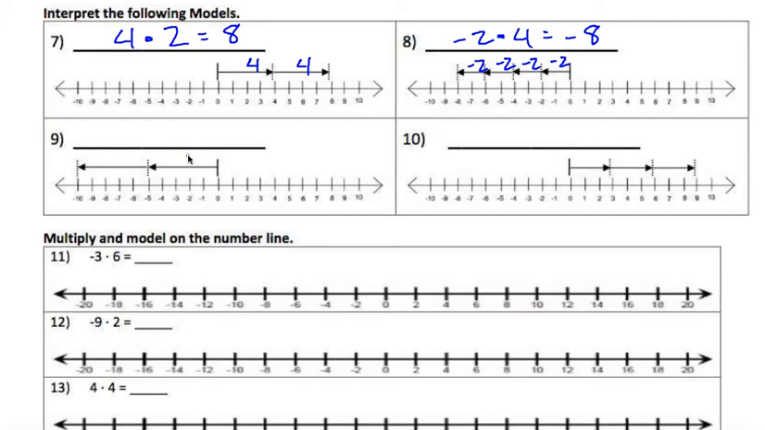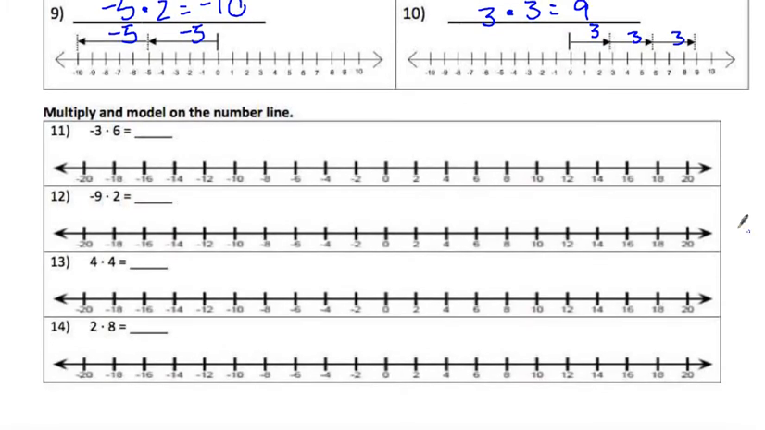So for number 9, this should be negative 5, and there's 2 arrows, so it's negative 5 times 2 equals negative 10. And then this one, you go 3 each time, and there's 3 of them. So 3 times 3 arrows equals 9.